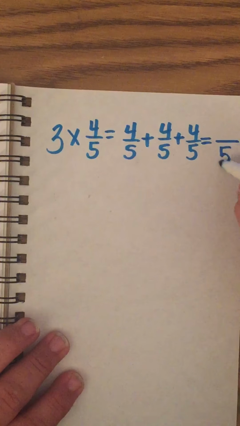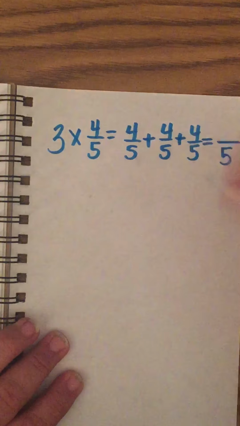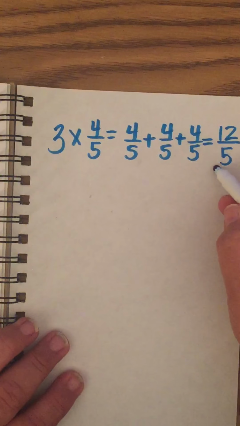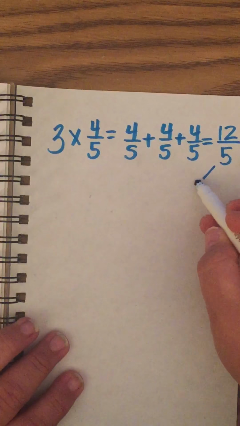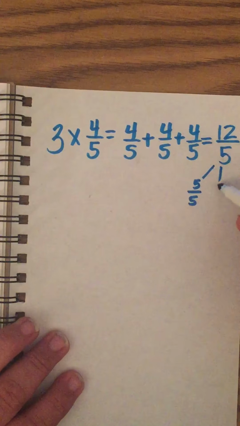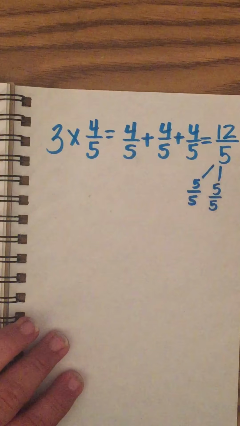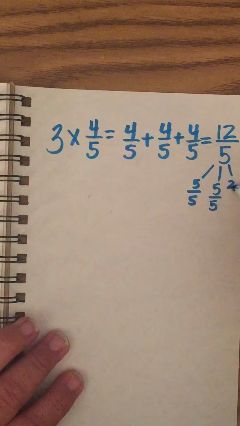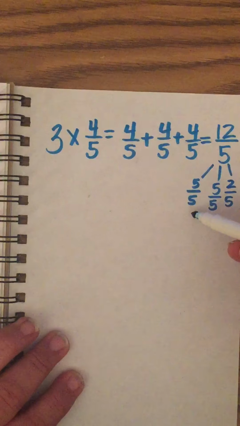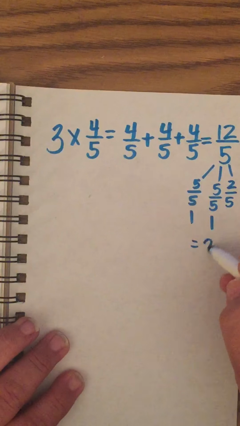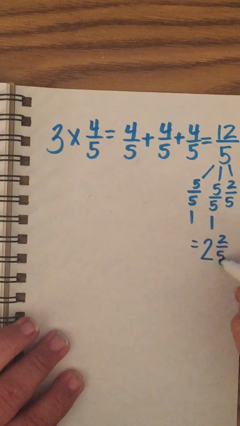Well, it's going to stay fifths. 4, 8, 12. 12/5. Well, this is an improper fraction, so we need to change that to a mixed number. And I know that 5/5 is a whole, so I can take 5/5 out of this. I can even take another 5/5 out of that. That's 10/5. And then I'll have 2/5 left. So that's a whole, and 2/5. So the answer is 2 and 2/5.